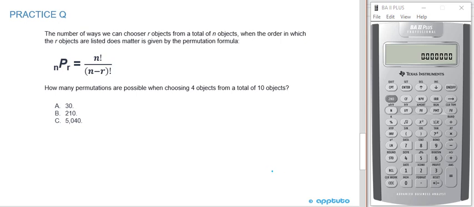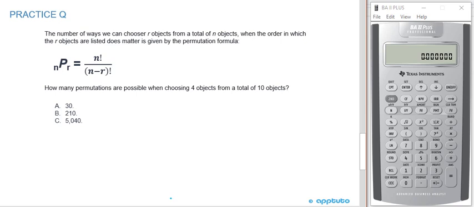So we're finishing this LOS, as we often do, with a practice problem just to consolidate your understanding. The number of ways in which we can choose r objects from a total of n when the order in which the r objects are listed does matter is given by the permutation formula. Aha, so they've given you the formula in the question. That's fantastic. You didn't have to memorize it. But as I said, better safe than sorry. You should have these memorized, and it's not that difficult.